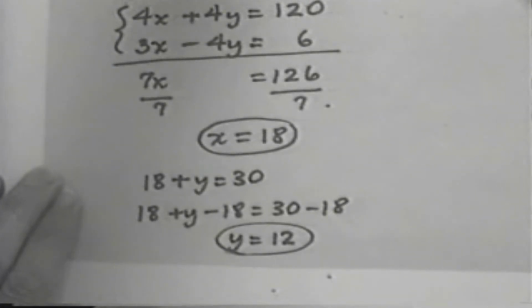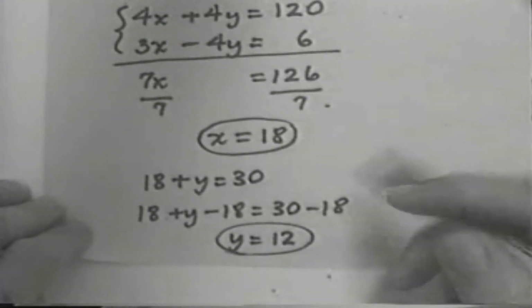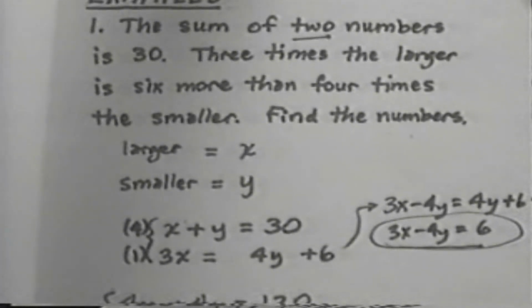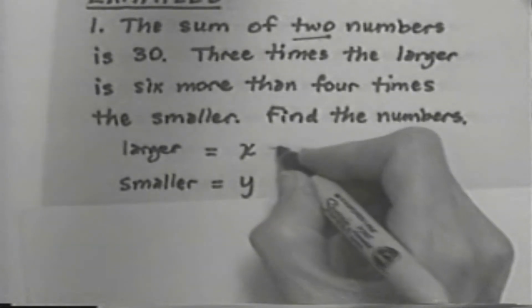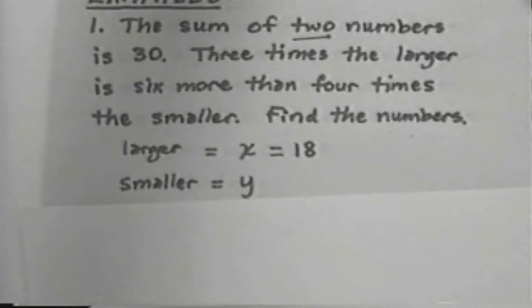Is that it? Well, not quite. Before we stop with this, we must go back to the names that were given to these letters, fill in the numbers we've found, and find out whether the answer checks. So let's take the 18 for x and the 12 for y and go back up to where we set up what x and y stood for. Remember that x stood for the larger and y stood for the smaller. The x value I've just found is 18. The y value is 12.